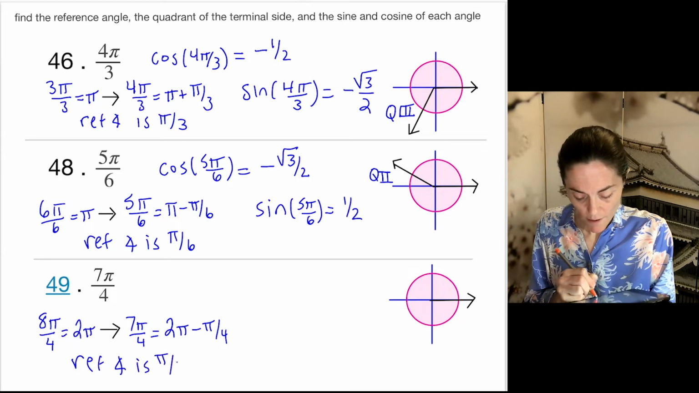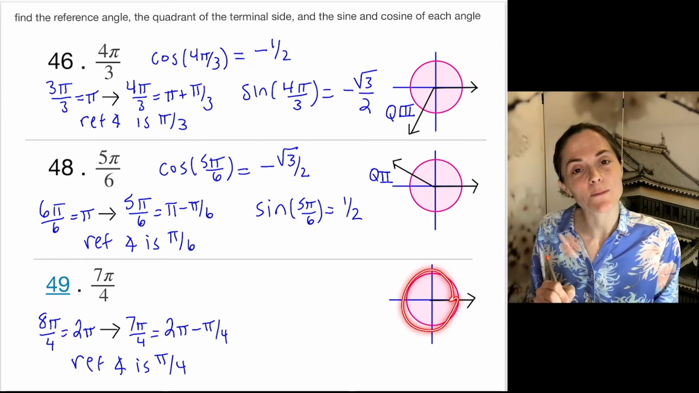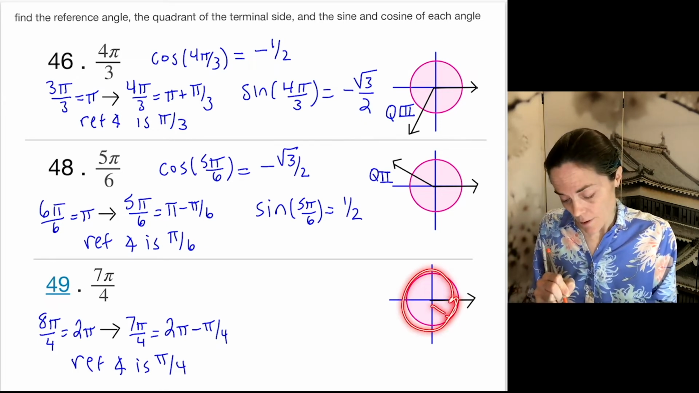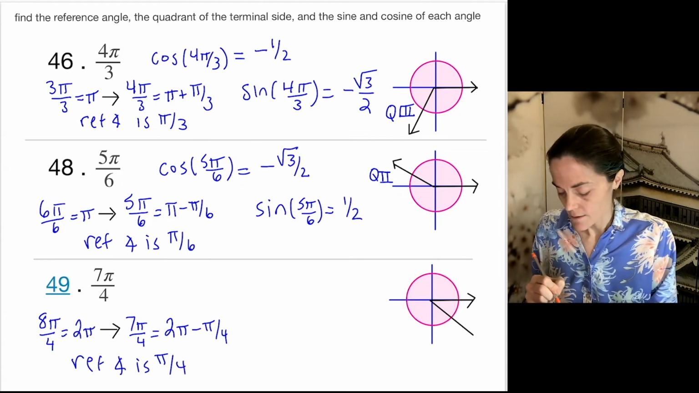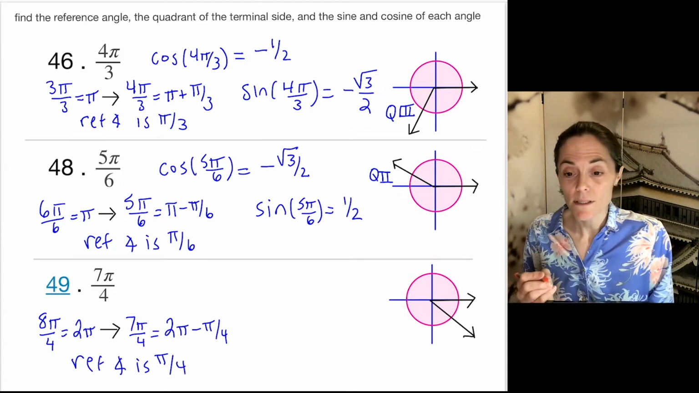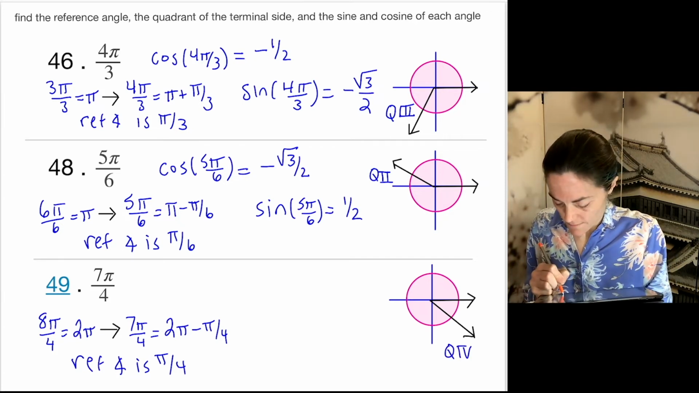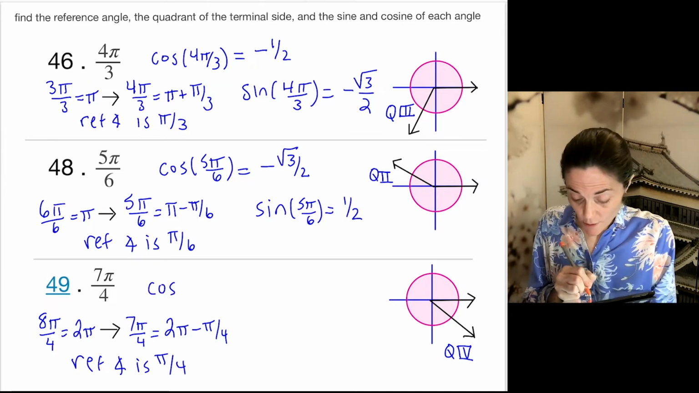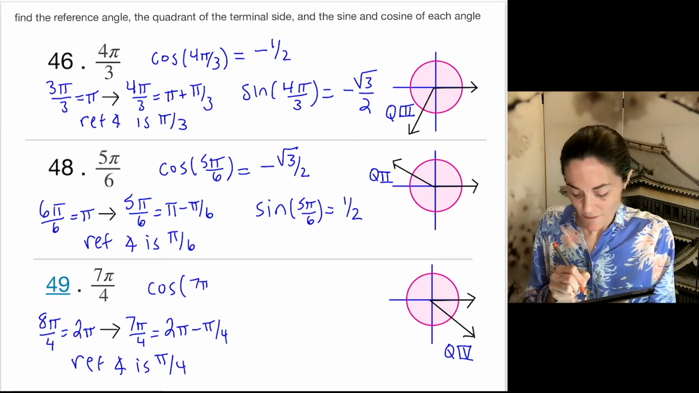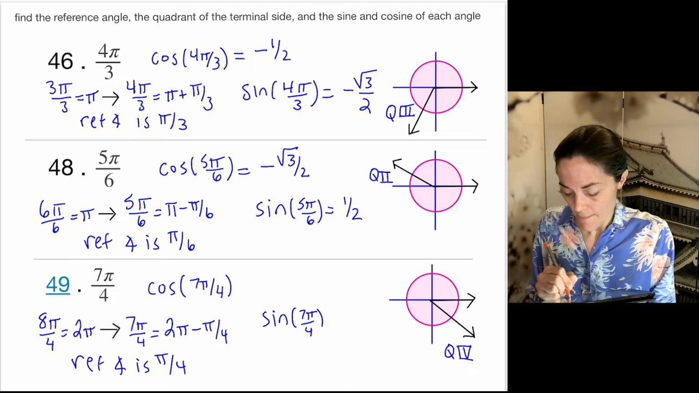But let's draw this, okay? We start here, go all the way around, that's 2 pi, but then we have to back up pi over 4. So we are here. There is the terminal side. You notice this is quadrant 4. We can use this to find the cosine of 7 pi over 4, and to find the sine of 7 pi over 4.